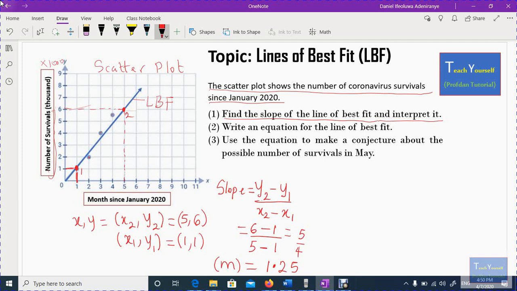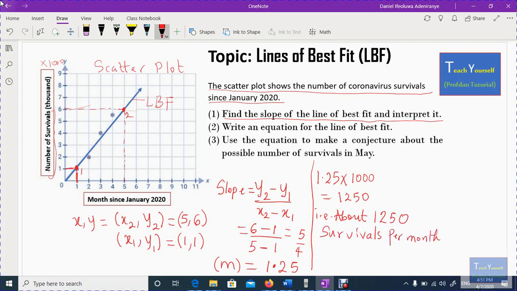So if we have 1.25, what does that mean? It simply means 1.25 times, because on the y-axis the unit is thousand, so we have times 1000, and this is going to give us 1250. So to interpret this, it simply means we have about 1250 survivors per month, because our x-axis says months since January 2020. So this is the interpretation of the slope.